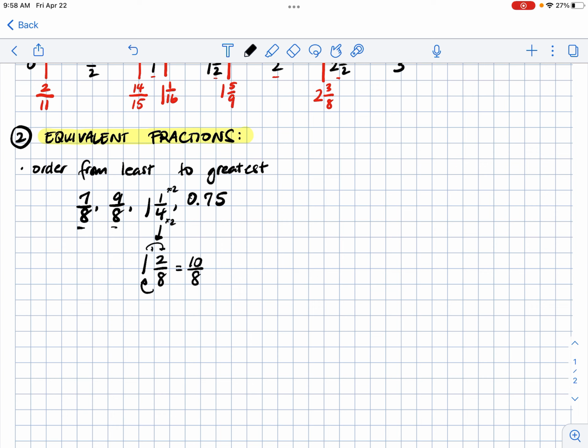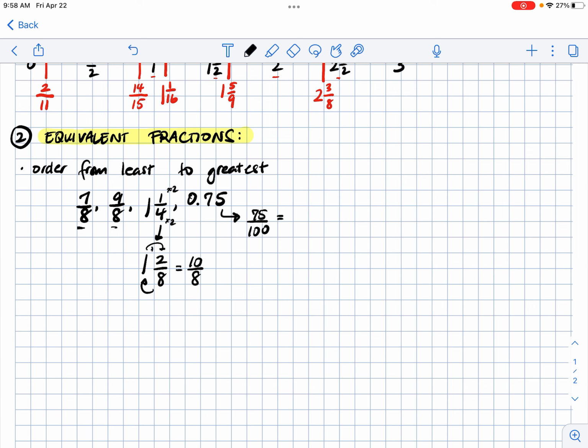75 over 100, I can do this. I can convert it to a mixed number or an improper fraction. So I'm going to take 75 hundredths, and I know that 75 hundredths is 75 over 100. Okay, so then I'm going to convert this. What I'm going to do first is reduce this so it's over 4, because it'll be easier to get it over 8.